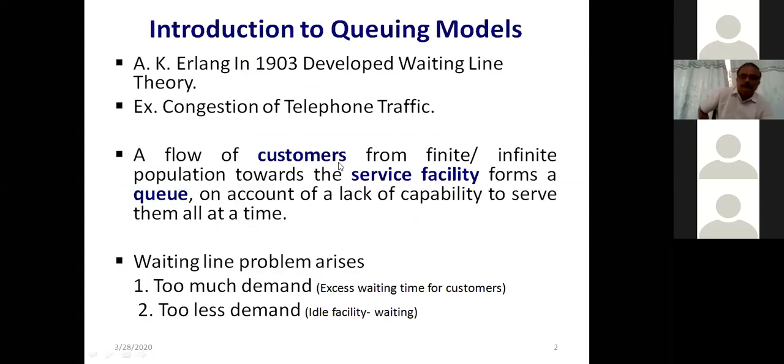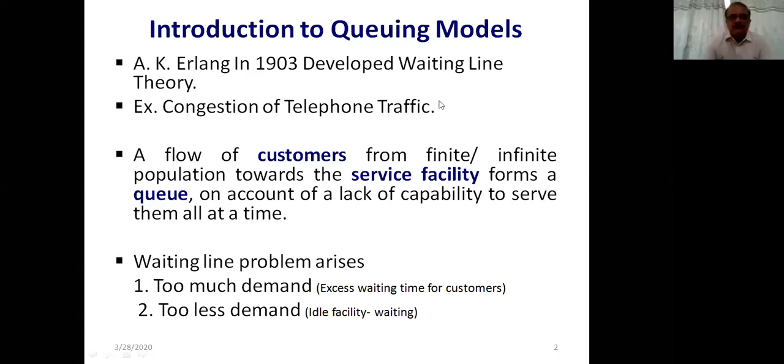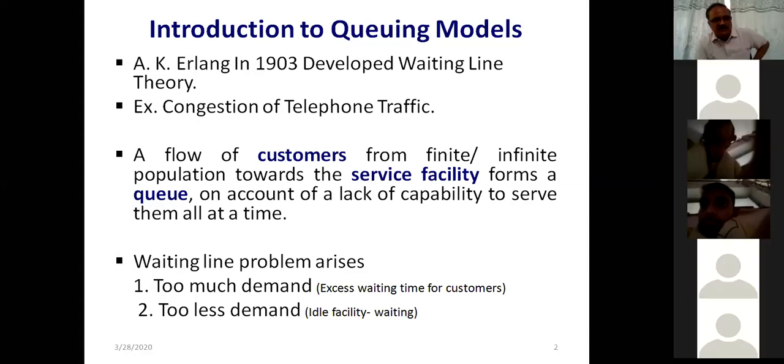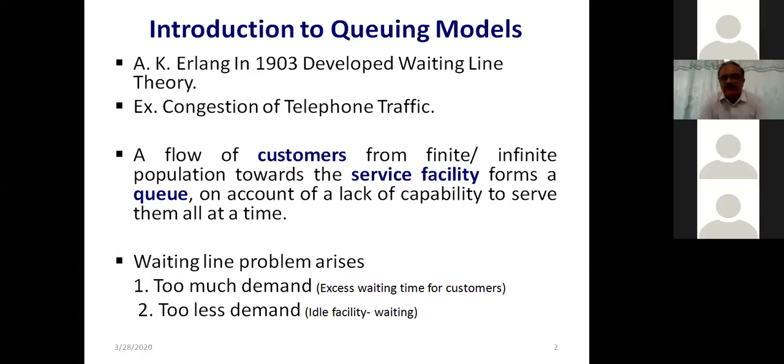In our day-to-day life, there are various examples. Specifically in India, we have seen that everywhere, you have to face a queue. Queue is part and parcel of Indian culture. It's everywhere in the world, but because of the huge population, in India we have to face queues almost everywhere.